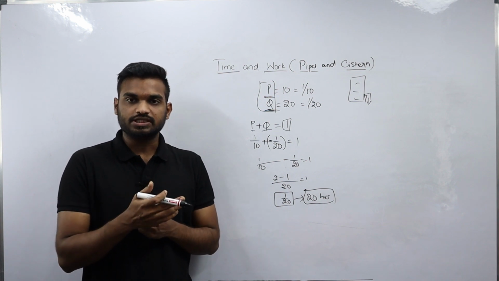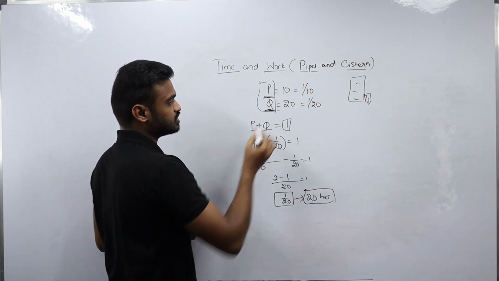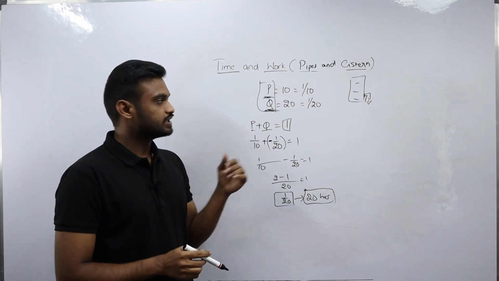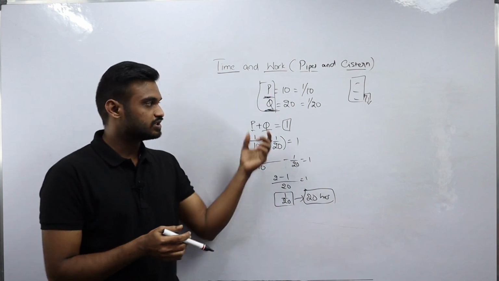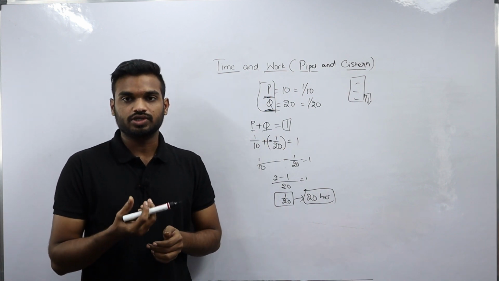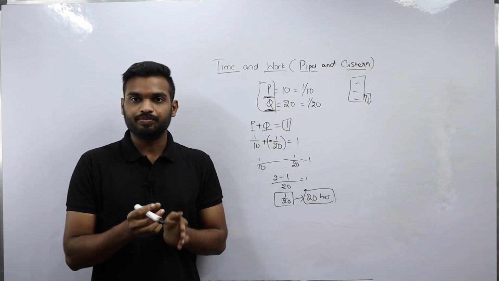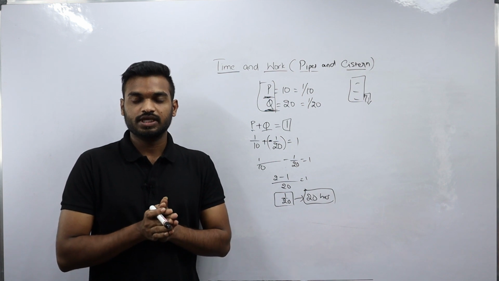In time and work, two persons try to complete the work, but here P is trying to complete the work and Q is trying to empty the work that is done by P. Okay, actually this is the basic difference between them. So if we solve more problems, you can understand how to solve problems based on pipes and cisterns. Okay, now let's solve some basic level problems so that you can understand in a better way.